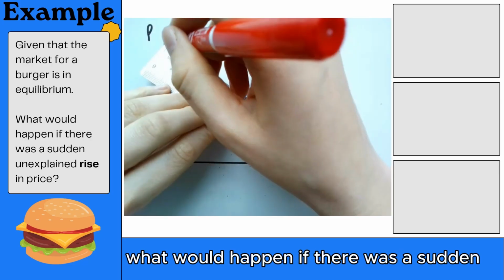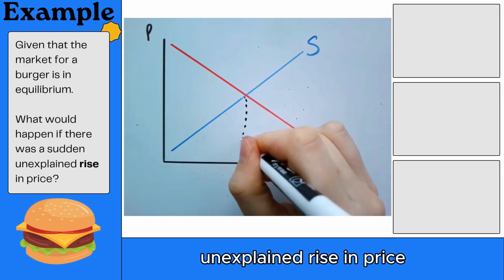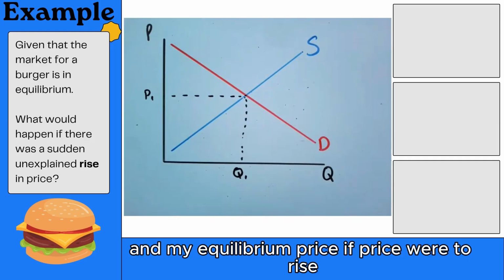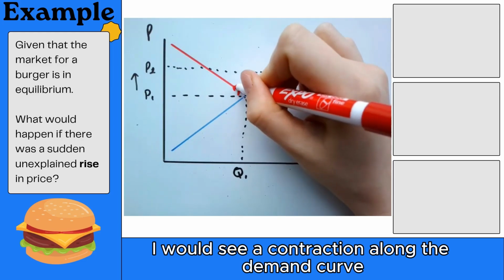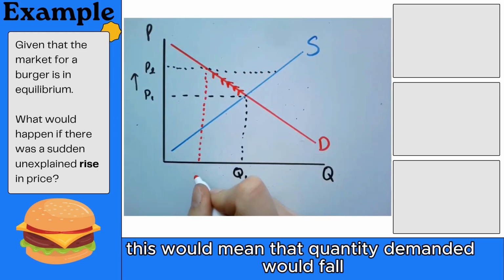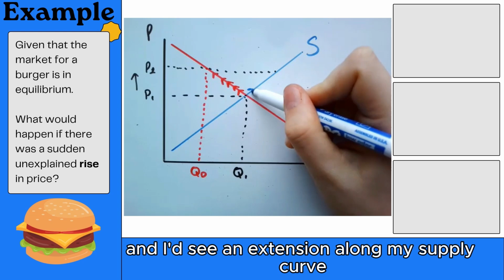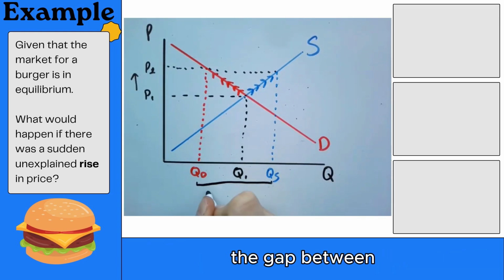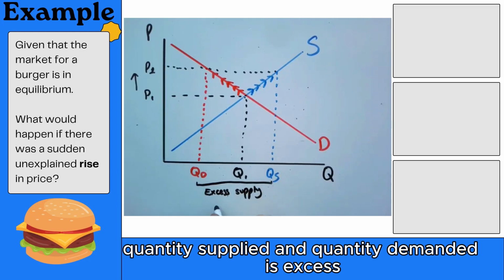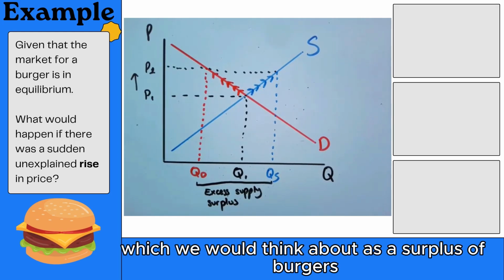Let's flip this question on its head. What would happen if there was a sudden, unexplained rise in price? Well, I've got my equilibrium quantity and my equilibrium price. If price were to rise, I would see a contraction along the demand curve. This would mean that quantity demanded would fall, and I'd see an extension along my supply curve, and I'd see an increase in quantity supplied. The gap between quantity supplied and quantity demanded is excess supply, which we would think about as a surplus of burgers.